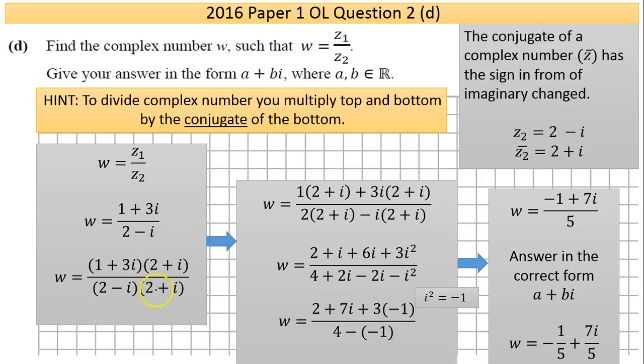So I'm multiplying top and bottom by the conjugate of the bottom. The conjugate of the bottom was 2 plus i, so you can see that there. Then the reality with division of complex numbers is there is no real division. It's just more like a lot of multiplication. So I'm doing it out by one of the methods for multiplication.